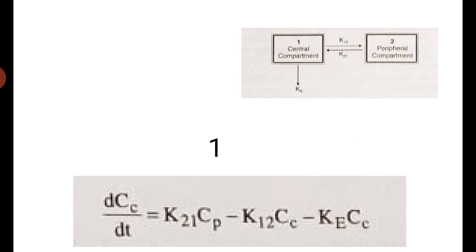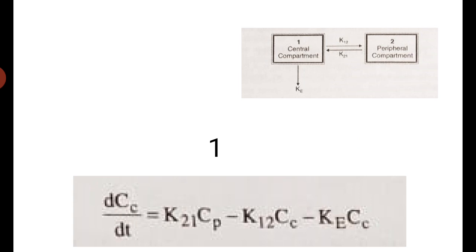Look into the first equation, dCC by dt, that is the change in the plasma drug concentration of the central compartment with respect to time. dCC by dt is equal to what? First is K21CP, meaning what? K21 stands for distribution from the peripheral to the central compartment. It depends on what? Movement of drug from the peripheral compartment into the central compartment depends upon the concentration of drug present in the peripheral compartment, right?